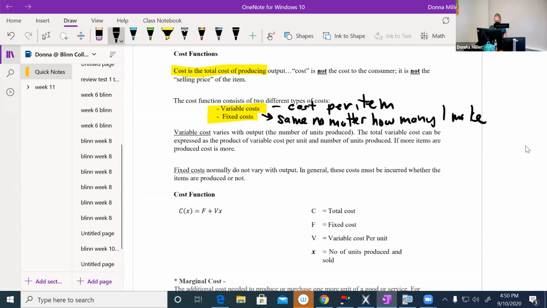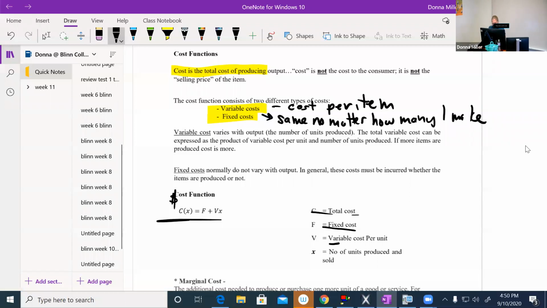So variable cost is what varies with the number of basketballs I make, or whatever. Fixed costs don't vary. So this is the cost function. She wrote it this way. F is what they call the fixed cost. C is the total cost in dollars. This is money. It says C of X, right? It's not C times X. The "of" is punctuation.